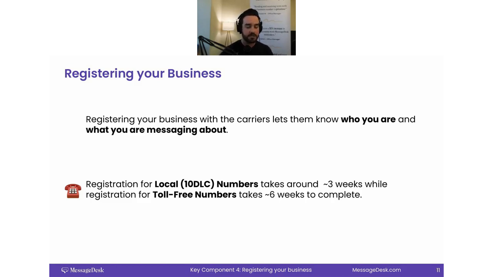Registration for local numbers, so a number that's on your personal cell phone has a standard area code in front of it, usually takes about 3 weeks to complete. And then toll-free numbers like an 800 number, an 866 number, an 855 number, those can take up to 6 weeks and sometimes longer to complete. Why does it take so long to complete registration? It's because carriers have to manually approve each registration that is submitted on a case-by-case basis. So there's an actual person who will look at your registration submission and give it a thumbs up or the thumbs down.